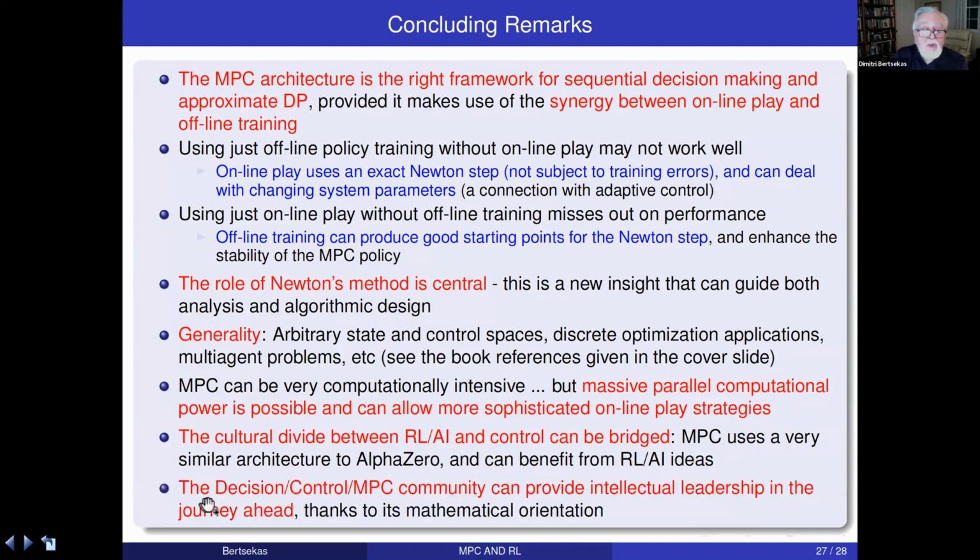And finally, let me note that the decision, control, and MPC community can provide intellectual leadership in the journey ahead, thanks to its mathematical orientation. MPC people use mathematics quite a bit, and in ways that many people in reinforcement learning do not. And the intuition that we can get through mathematics is very useful in delineating the right methods and getting the right insights. And I think that's where the decision, control, and MPC community have an advantage.